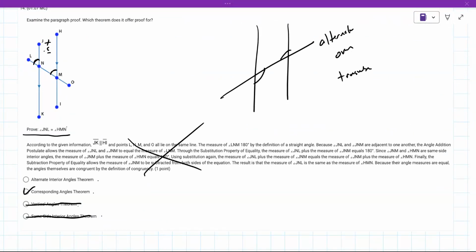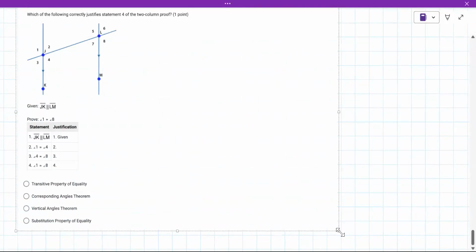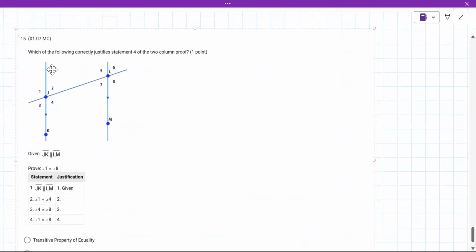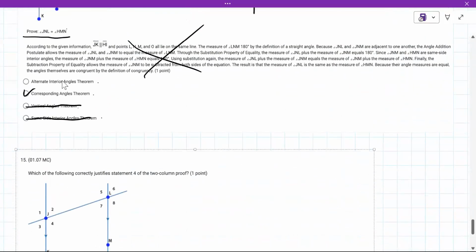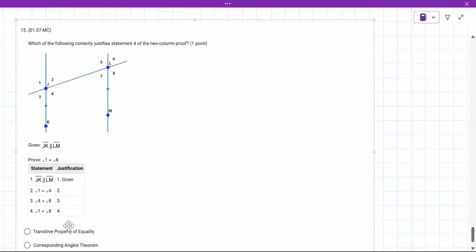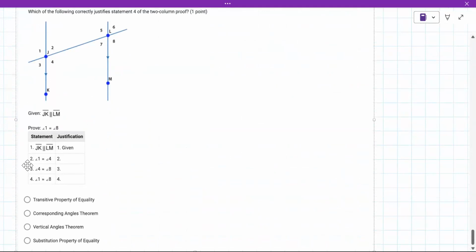All right. Let's do a copy here. Okay. We got JK is parallel to LM. So all the stuff we just talked about in the previous problem, alternate interior, corresponding, same side, they all are true. We're looking for statement 4. Okay, so you just need to follow what's happening. You don't need to know the justifications for 2 and 3.